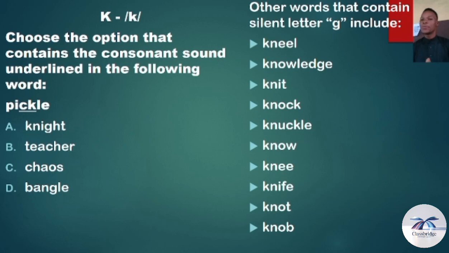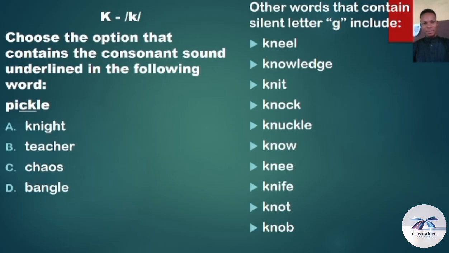They are not pronounced. Now, what is the essence of this class? It is for you to familiarize yourself with silent letters, and to familiarize yourself with having to choose the correct option if faced with a question that contains consonant sounds that contain silent letters.